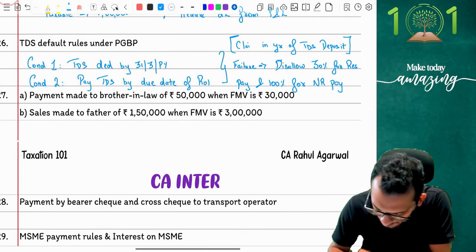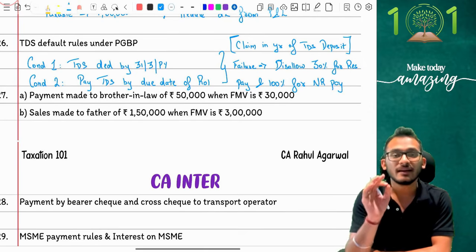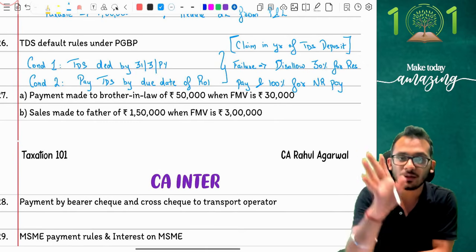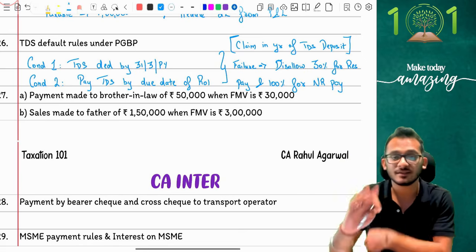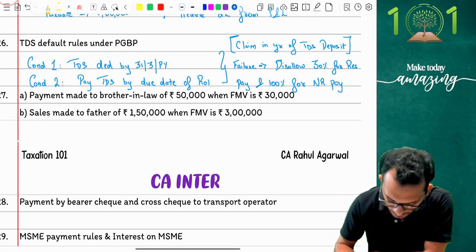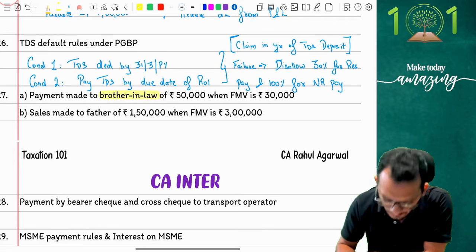Now, people are aware about this. People generally come and say, Rahul, related party transaction, FMV, if you pay more, it is going to be disallowed. No, agreed, no doubts. Agreed, but this is the mistake. The mistake which people generally don't remember is the fact that brother-in-law is not even a relative definition.